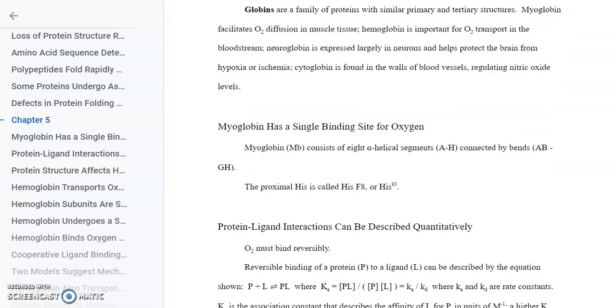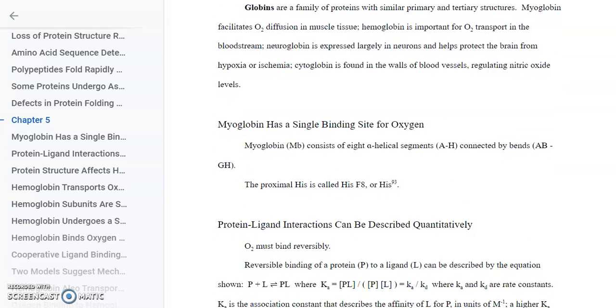Globins are a family of proteins with similar primary and tertiary structures. Myoglobin facilitates O2 diffusion in muscle tissue. Hemoglobin is important for O2 transport in the bloodstream. Neuroglobin is expressed largely in neurons and helps protect the brain from hypoxia or ischemia. Cytoglobin is found in the walls of blood vessels, regulating nitric oxide levels.